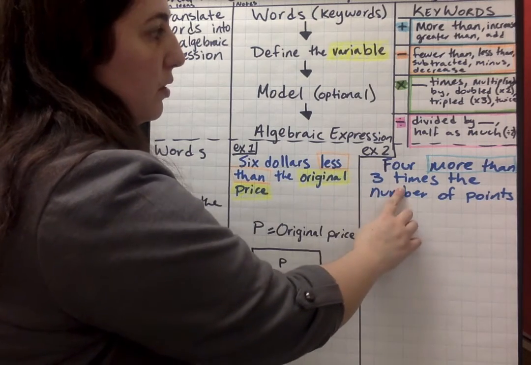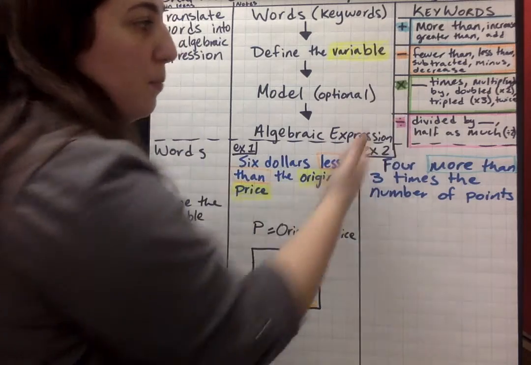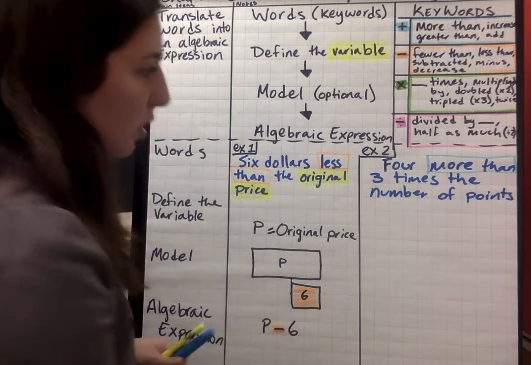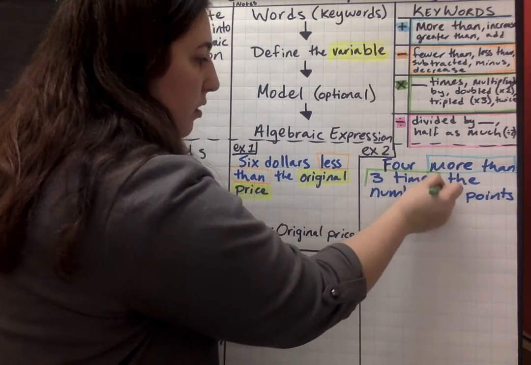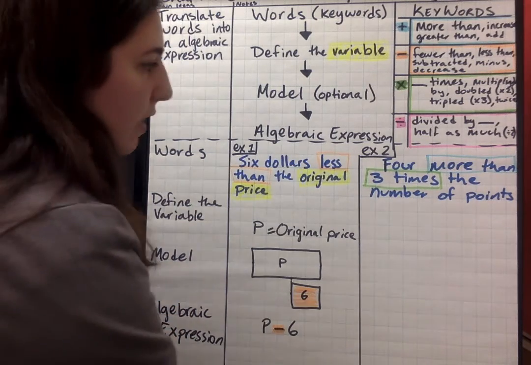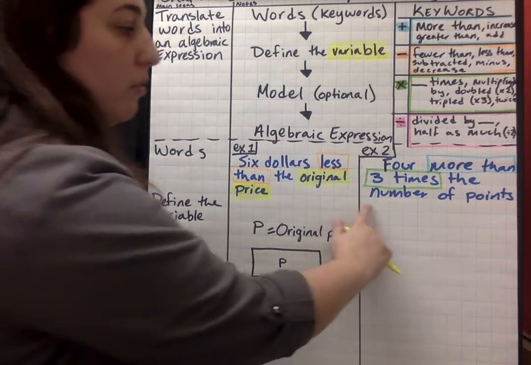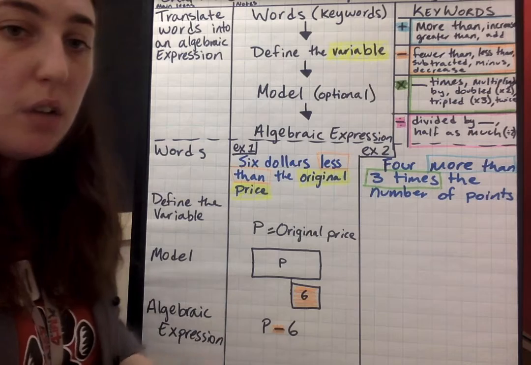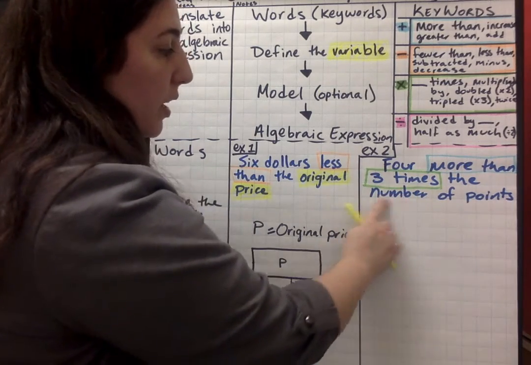And then I also notice 3 times the number of points. So 3 times, if I look at my multiplication, I have blank times. So that blank can be any number. In this case, it's 3 times. So I'm going to use a green highlighter to show that I am multiplying something. And then the number of points, okay, we don't know how many points. It's an unknown number. So since it's an unknown number, that tells us this is going to be our variable.